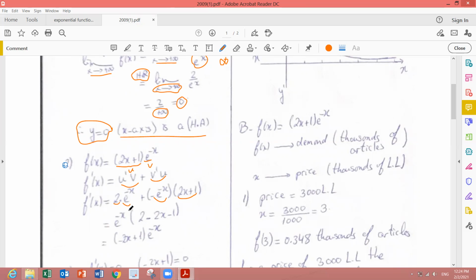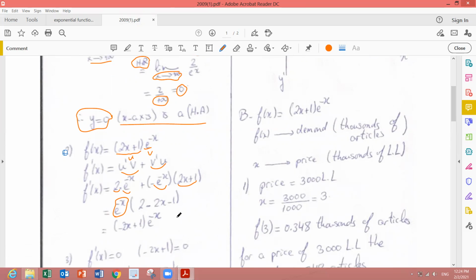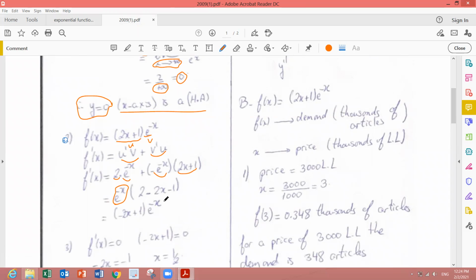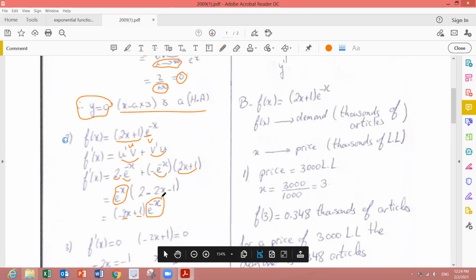So we take e to the minus x common. We get 2 minus 2x minus 1, since minus times the plus 1 is minus 1. So we get minus 2x plus 1, times e to the minus x. This is f prime of x.